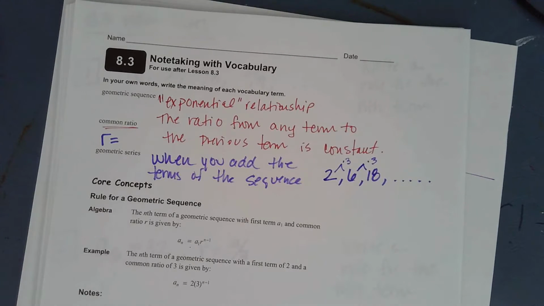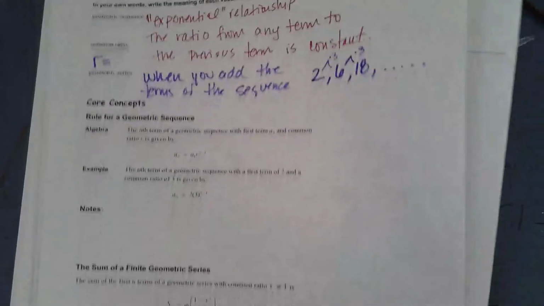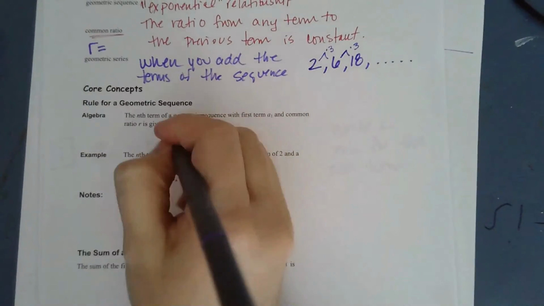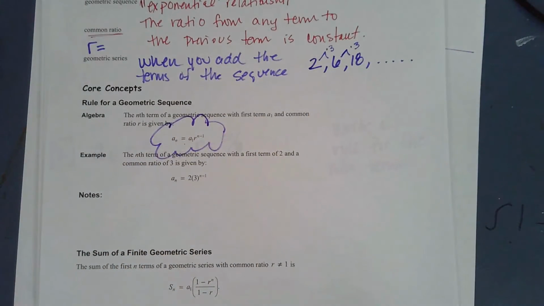All right. So the first thing I want to look at is the general equation. This is what we did with arithmetic. So this is our general equation to represent all geometric relationships. And this is the formula we're going to memorize. It's a sub n equals a sub 1 times r to the n minus 1.